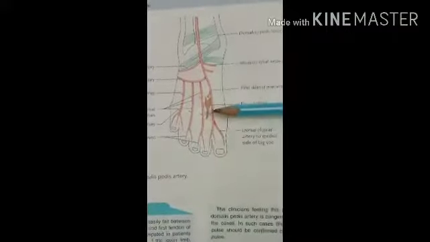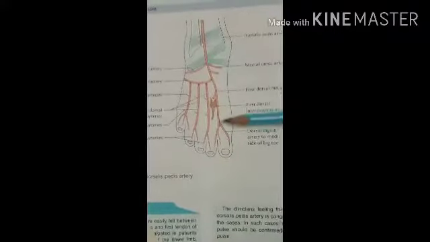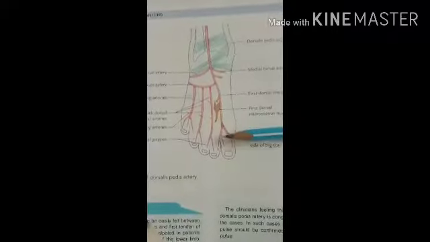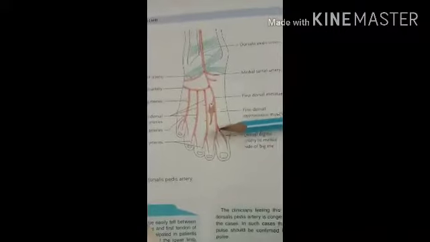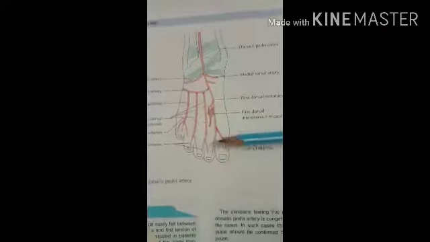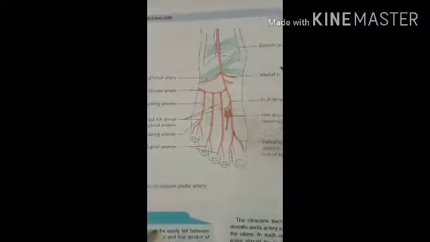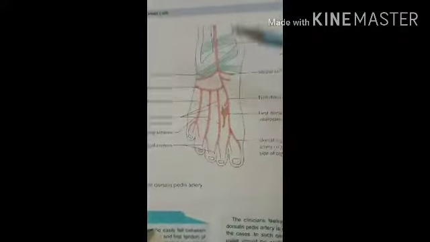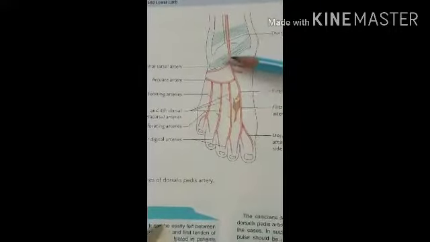Then it gives a branch to the medial side of the big toe, and divides into dorsal digital branches for the adjacent sides of the first and second toes. So that is the dorsalis pedis artery, and this is the most important palpable artery of the leg. Near about this region, the dorsalis pedis artery should be palpated.